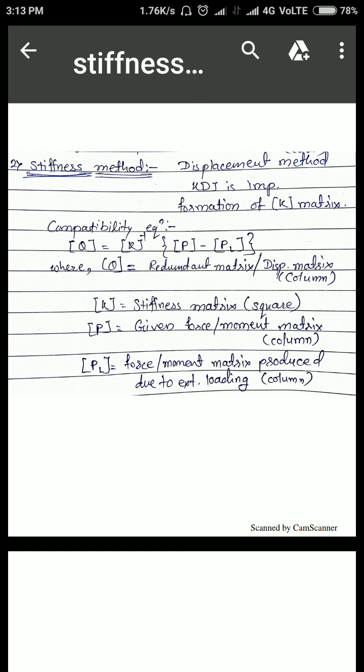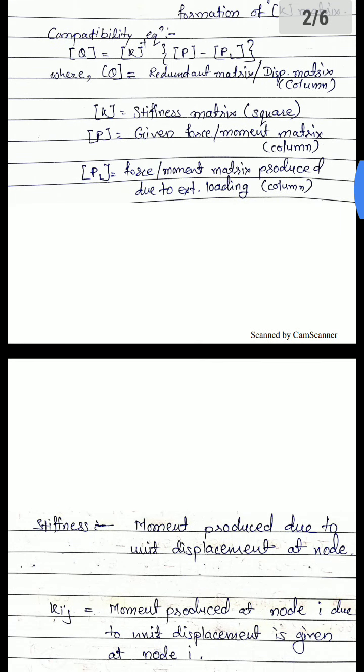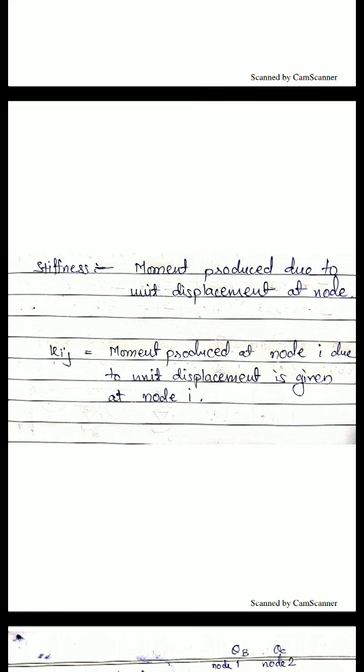You have to find this stiffness matrix, which will be a square matrix depending on the number of redundant values. The next one is the P matrix, which is called the given action matrix, or given force or moment matrix, which will again be a column matrix. And the next one is the PL matrix, which is again an action matrix, either force or moment matrix, but it is produced due to the external loading provided over the entire structure.